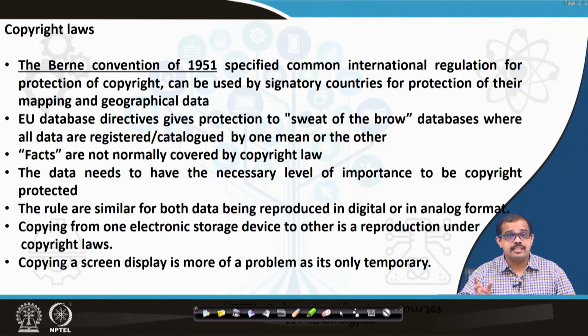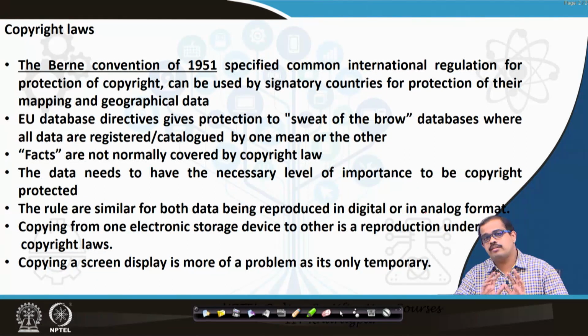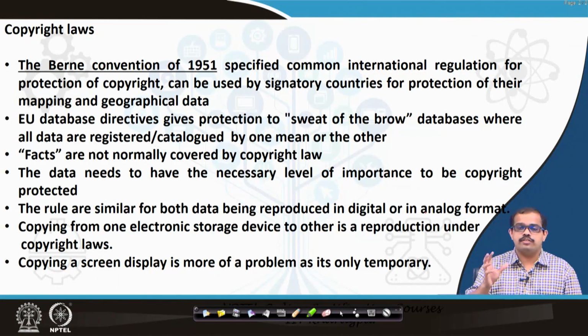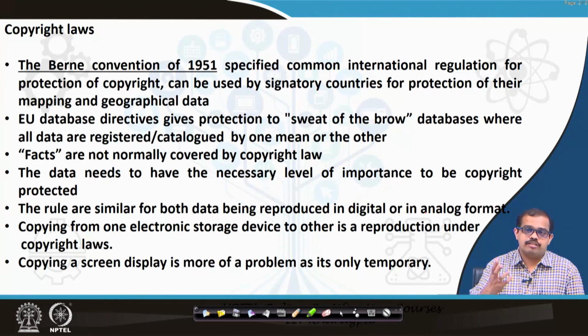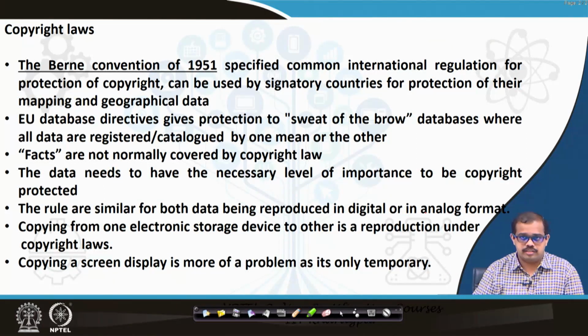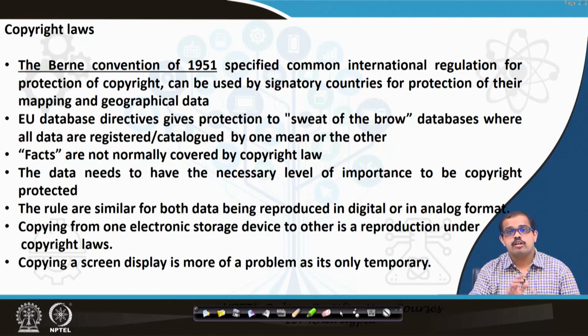Copying a screen display is more of a problem. For example, a very recent issue is that if you put presentations or videos online, people take a screenshot of that video and add it into their presentation. That is really a problem. But now you have reverse image search, where you can find out where that screenshot came from, but it is really a problem in terms of copyright laws.